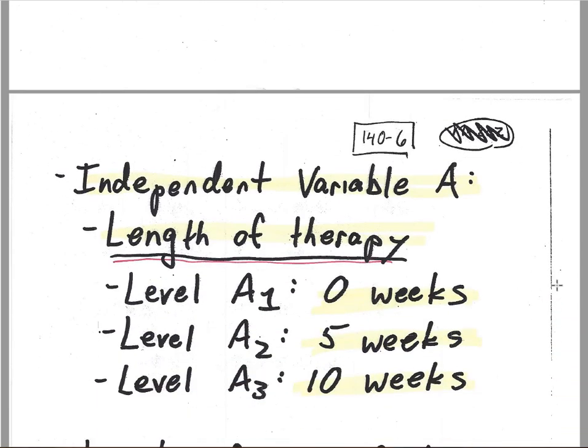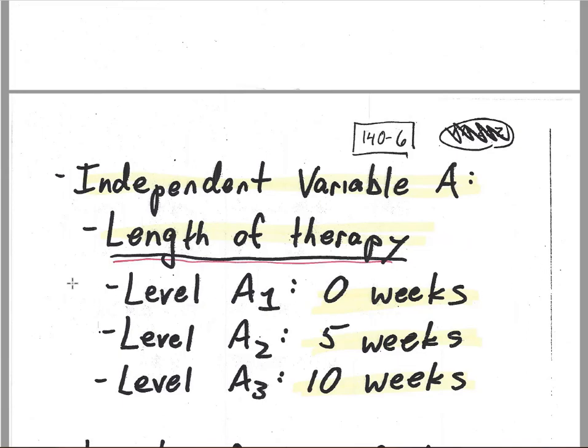Eventually, we'll see that we're going to manipulate two independent variables in the investigation. Independent variable A, the first independent variable, is length of therapy. This independent variable is going to consist of three treatment conditions.